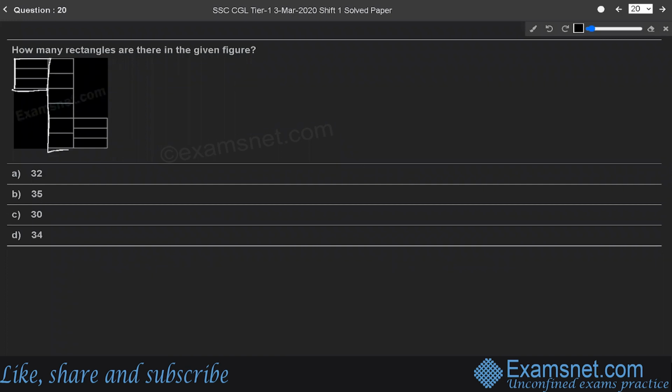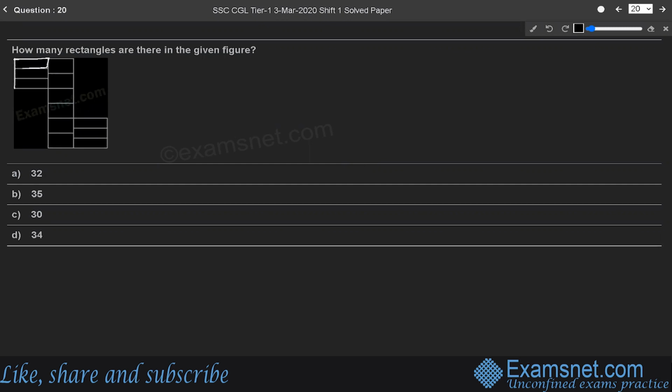Then this will be the second rectangle. Okay. And this will be the third rectangle. So 1, 2, and 3. Okay. So now we have 3 rectangles. Now counting the rectangles that are small means counting every part.